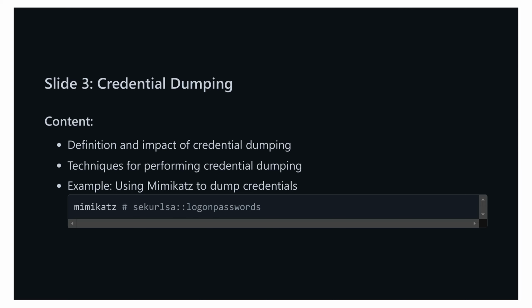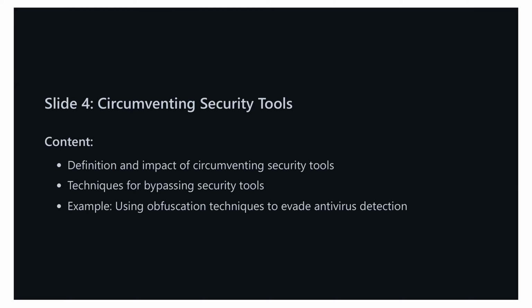In the next slide, we will explore the concept of circumventing security tools. This involves understanding how attackers bypass security measures and the techniques they use, such as obfuscation, to evade detection by antivirus programs and other security mechanisms. Picking up from where we left off with credential dumping and the use of tools like Mimikatz, let's move on to slide 4, circumventing security tools.